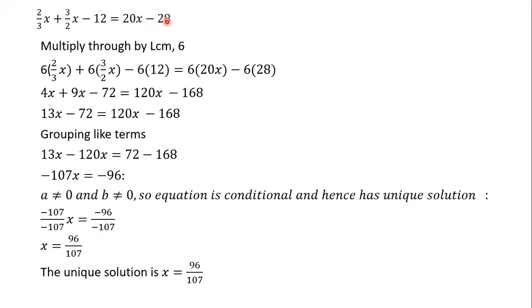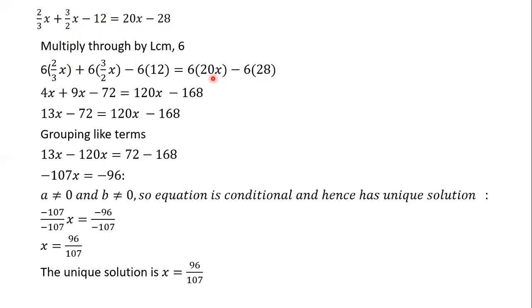So the denominators for the fractions are 3 and 2. So the LCM will be 6. 3 can go to 6, 2 can also go to 6. So the lowest common multiple is 6. That's the LCM. So to remove the fractions, multiply the first term by 6, the second by 6, the third by 6, and so on. So you have to multiply throughout by 6. That's the LCM. That's what you see here.